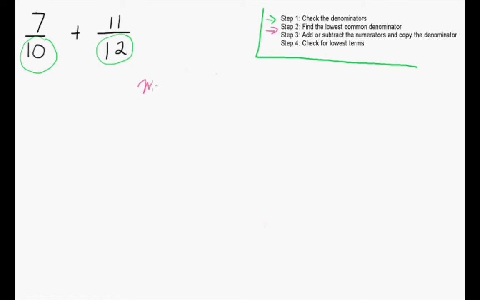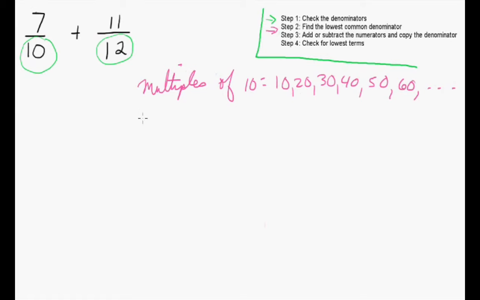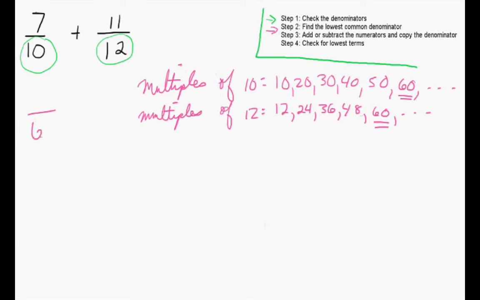In order to do that, we need to list the multiples of both denominators. So the multiples of 10 are 10, 20, 30, 40, 50, 60, and so on. And the multiples of 12 are 12, 24, 36, 48, 60, and so on. And we can see that 60 is common in both lists here. So that's going to be our lowest common denominator. So we're going to rewrite these fractions with 60 as our new denominator.